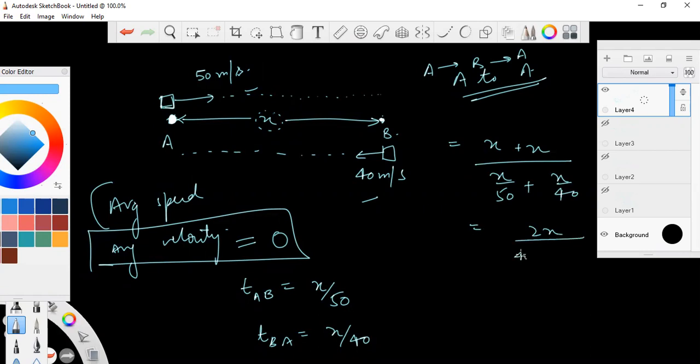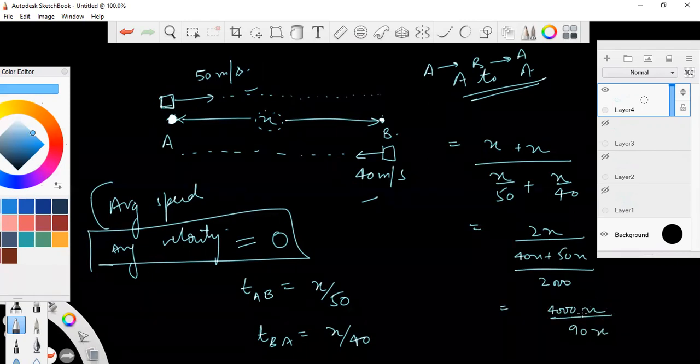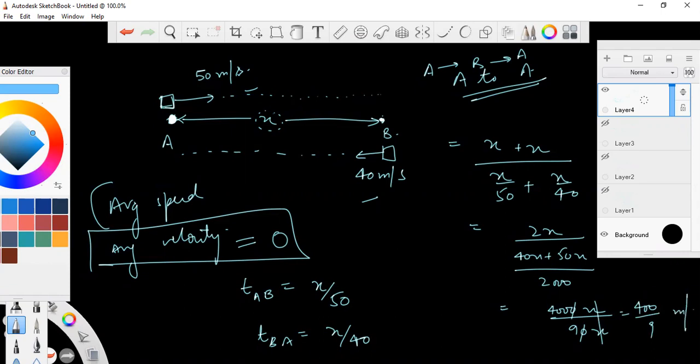What is this? This is 40x plus 50x divided by 40 into 50, that is 2000, right? So what is this value? This is 4000x divided by 90x. Is that right? And then you can cancel this. This is 400 by 9. Is that clear to you?